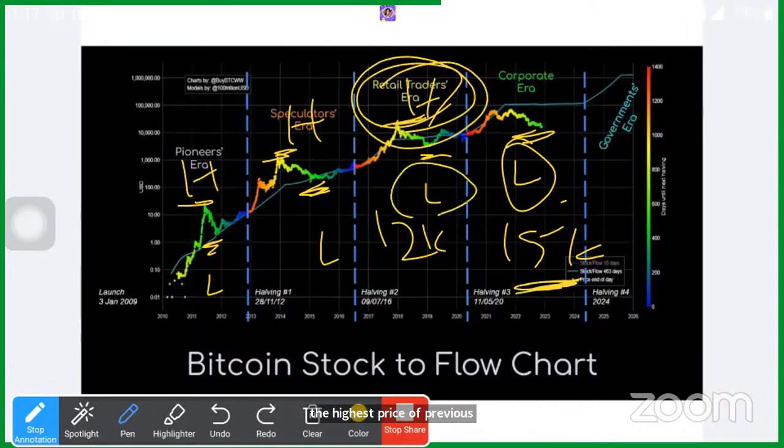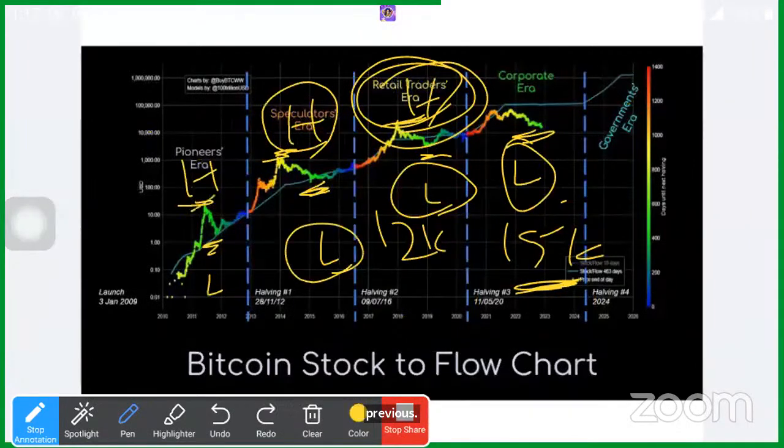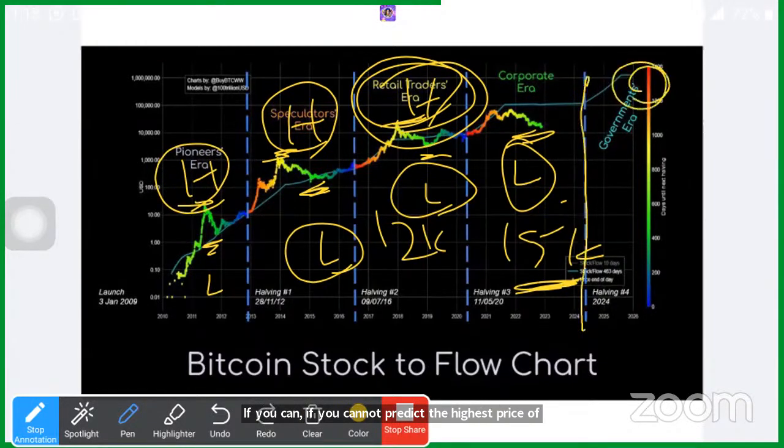This happened in every era. The lowest price of the second era was still higher than the highest price of the first era. So this is another way of analyzing this chart. We cannot predict the highest price of the next era. It can be somewhere around 1 million to 5 million per Bitcoin, but nobody is sure how high it can go.